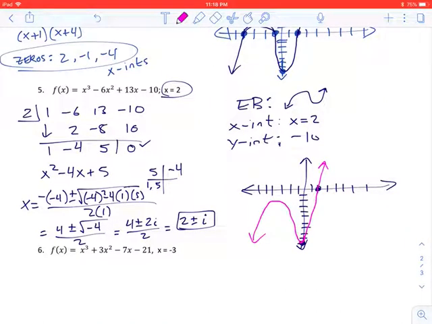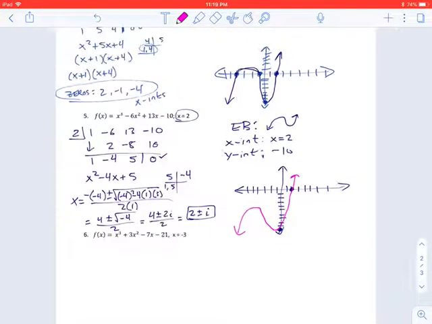Now, technically, since we don't know where it is, it could have gone this way. Oh, never mind. Yeah, it could have gone like that. But again, that's just a sketch. You know what the end behavior is. You can kind of sketch out what you think it might look like with those intercepts.